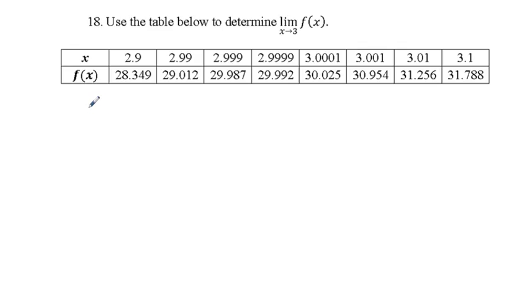Let's go on to 18. Use the table below to determine the limit as x approaches 3 of f of x. Well, from the left side, as we approach 3, what value is being approached? Okay, we're coming to 30 from the left side, 30 from the right side. So, to me, our answer to this should be 30.